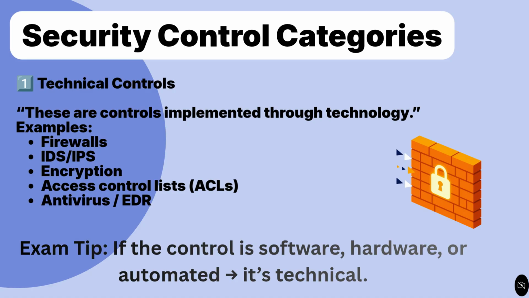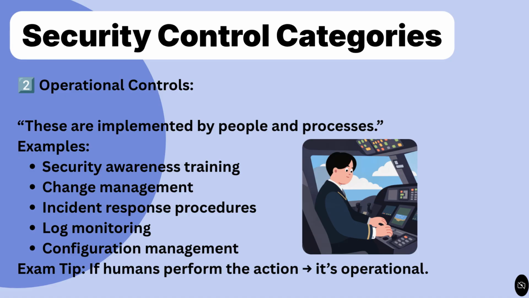Second, operational controls. Operational controls are implemented by people and processes. These are the day to day activities that support security. Examples include security awareness training, change management, incident response procedures, log monitoring, and configuration management. If humans perform the action, it is an operational control.